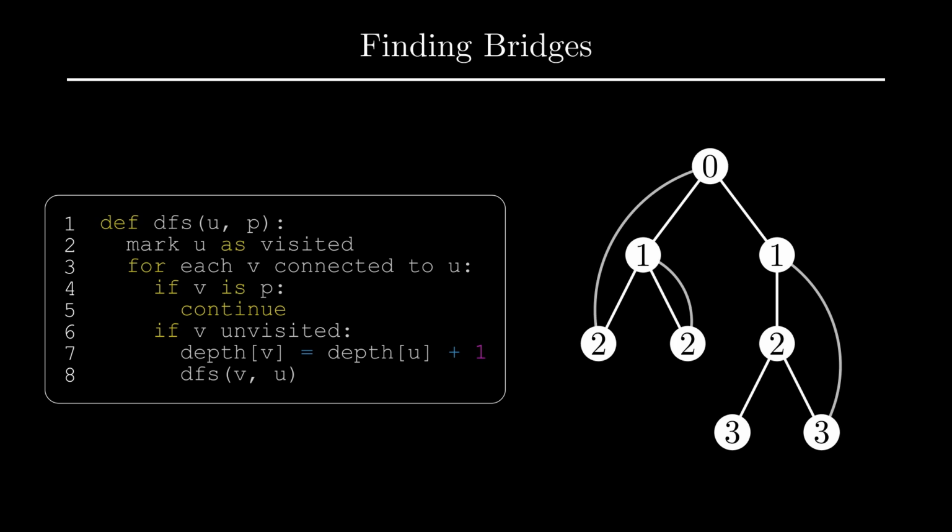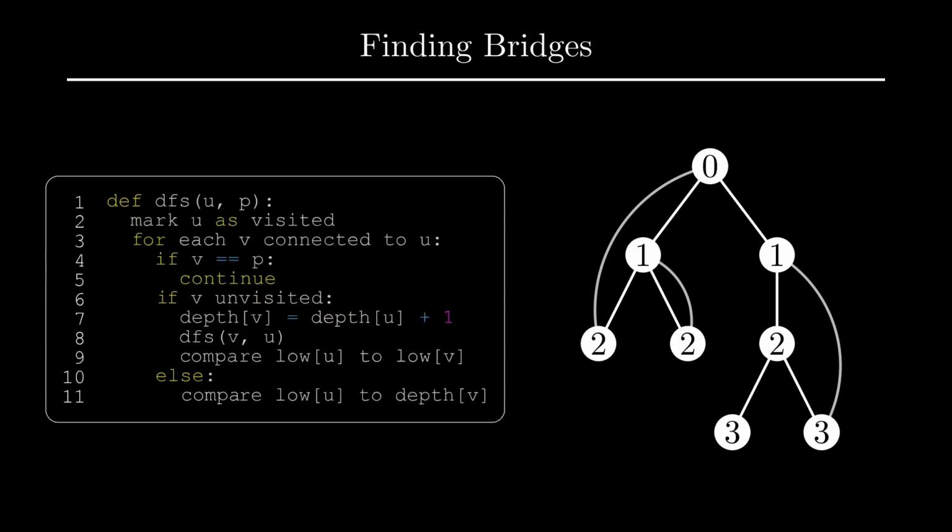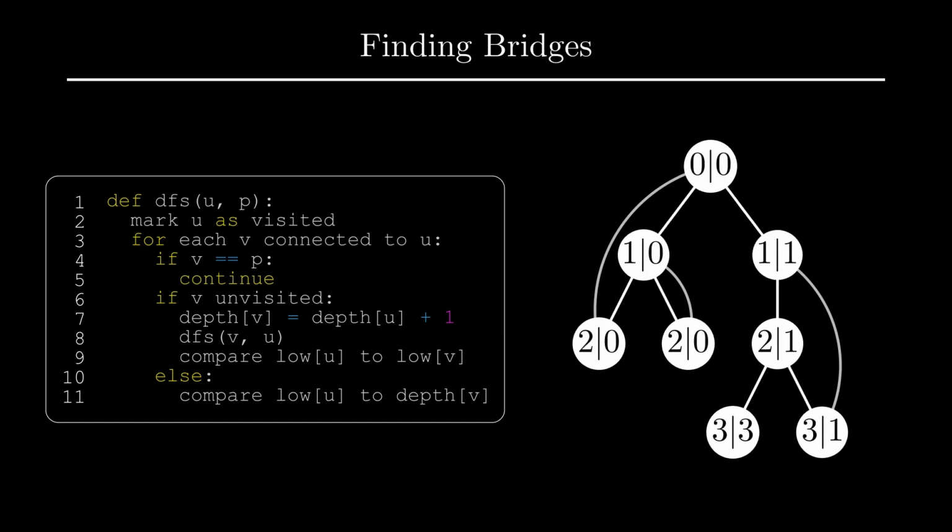Secondly, for each node, let's store a low value. This tells us the node with the lowest depth that we can reach from this node by going down span edges and up through at most 1 back edge at any point. To assign the low value of a node, we can consider the low values of all its children and the depth values of any of its ancestors connected to this node by a back edge.